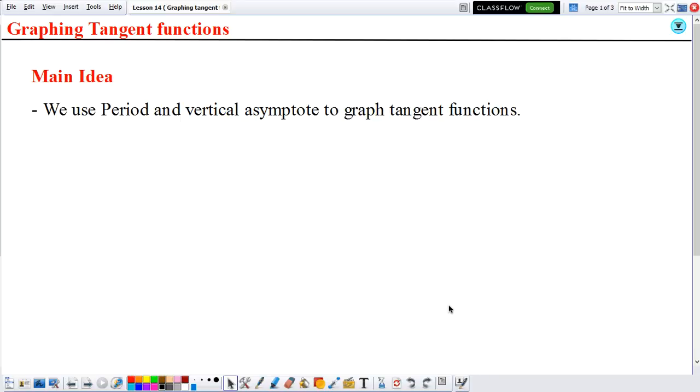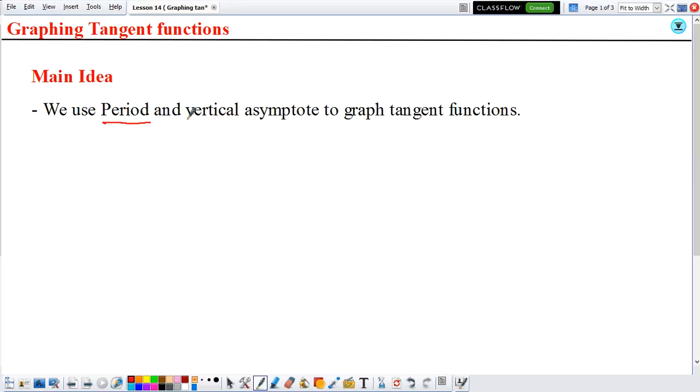Today we will see how to graph tangent functions. We're not really going to graph, we're going to be making a sketch because we're not going to go too much into detail, but we're going to be sketching tangent functions. Now, the main idea here is that we will be using two properties in order to sketch a tangent function, and that is the period, which is going to change a little bit, you will see.